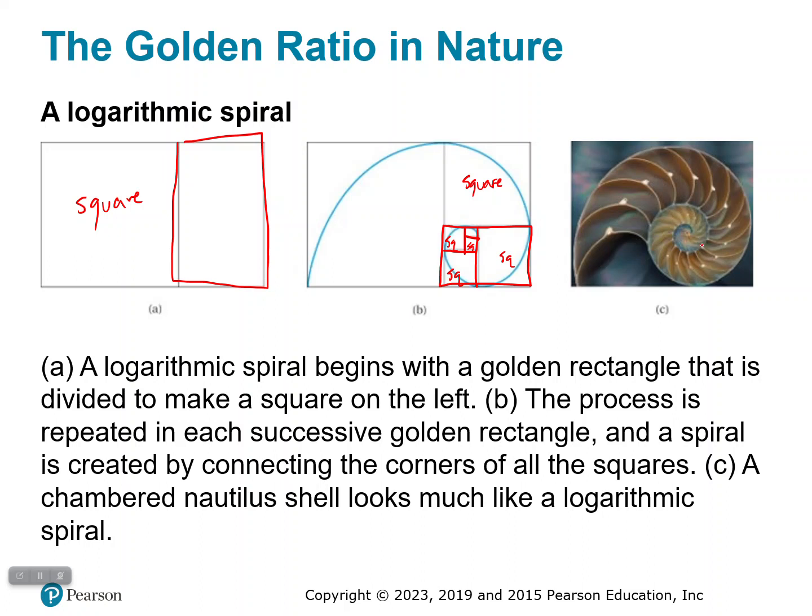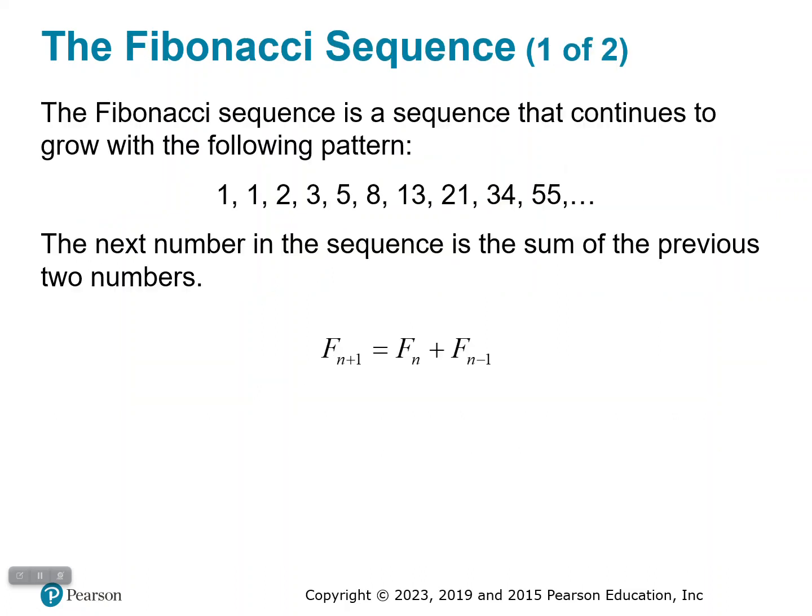And the Nautilus shell is a great real-life example of what that is. These actually are for buoyancy. It builds onto its house as it gets bigger. It needs more buoyancy as it gets older. But it looks a lot like a logarithmic spiral.